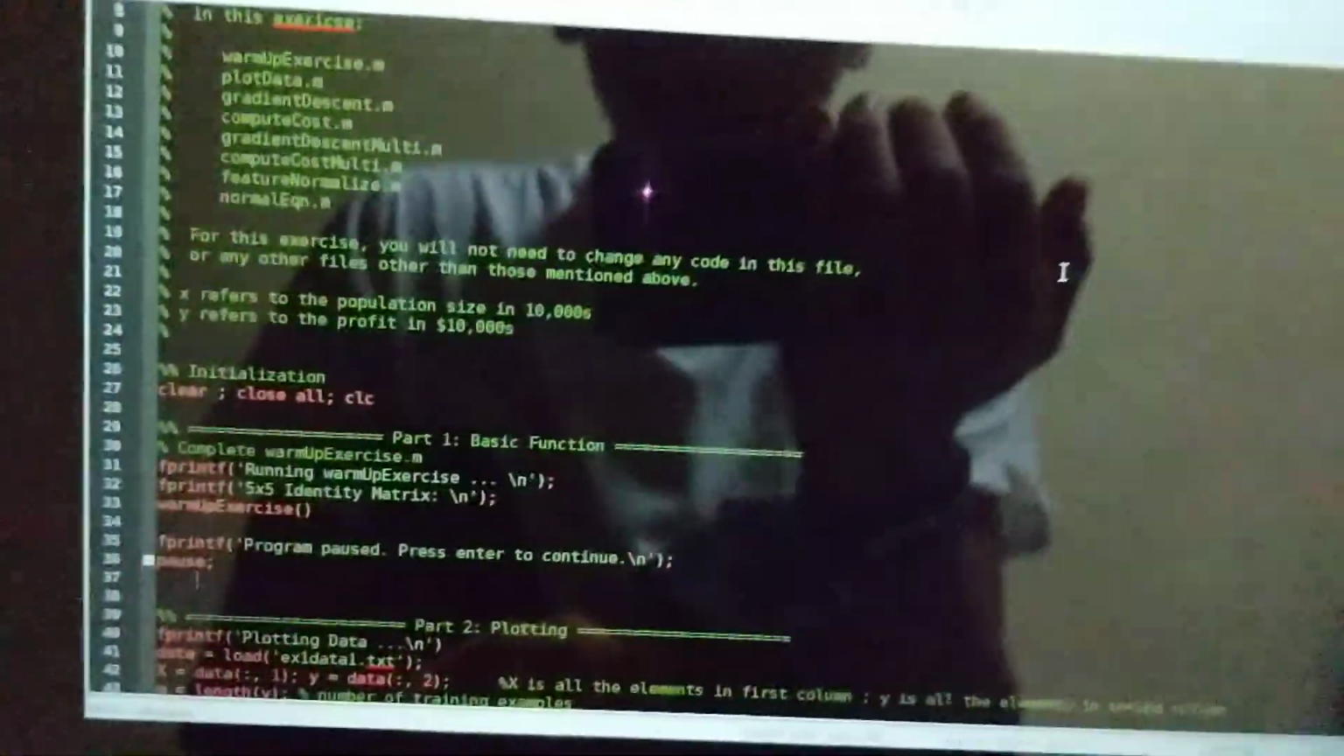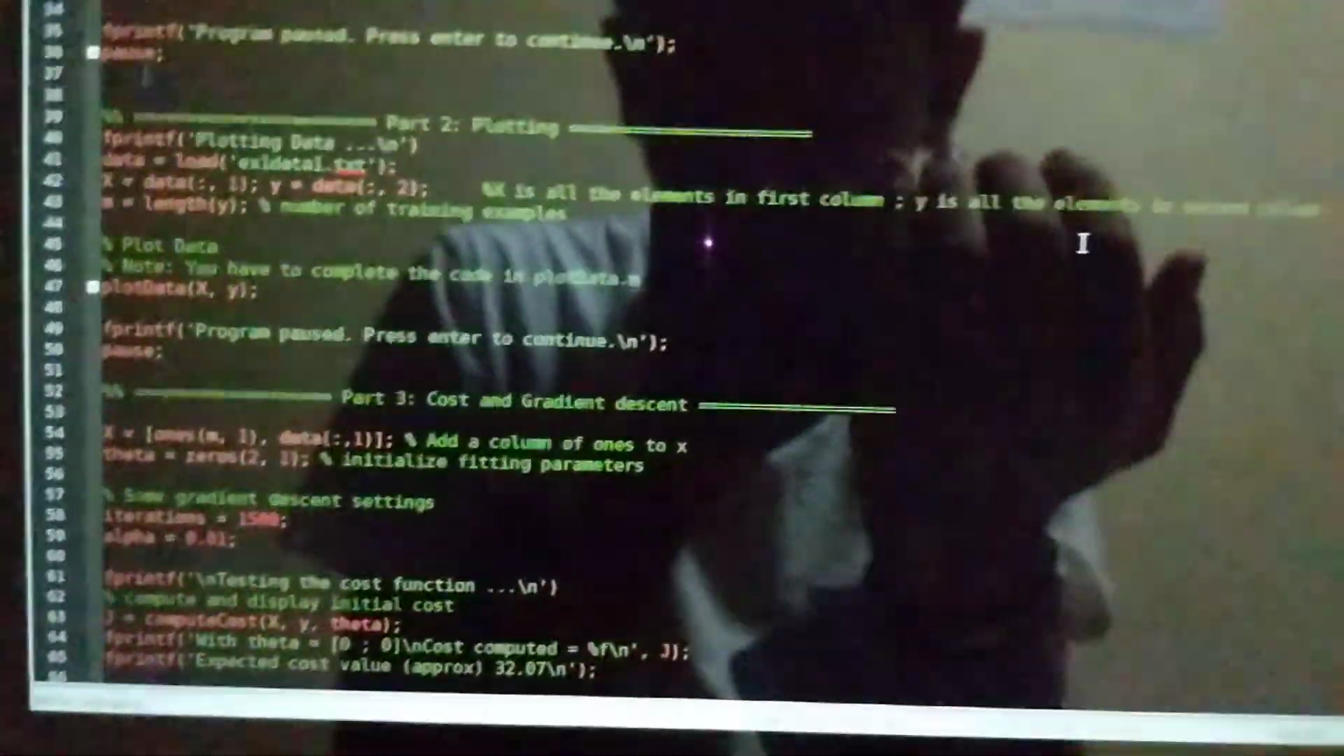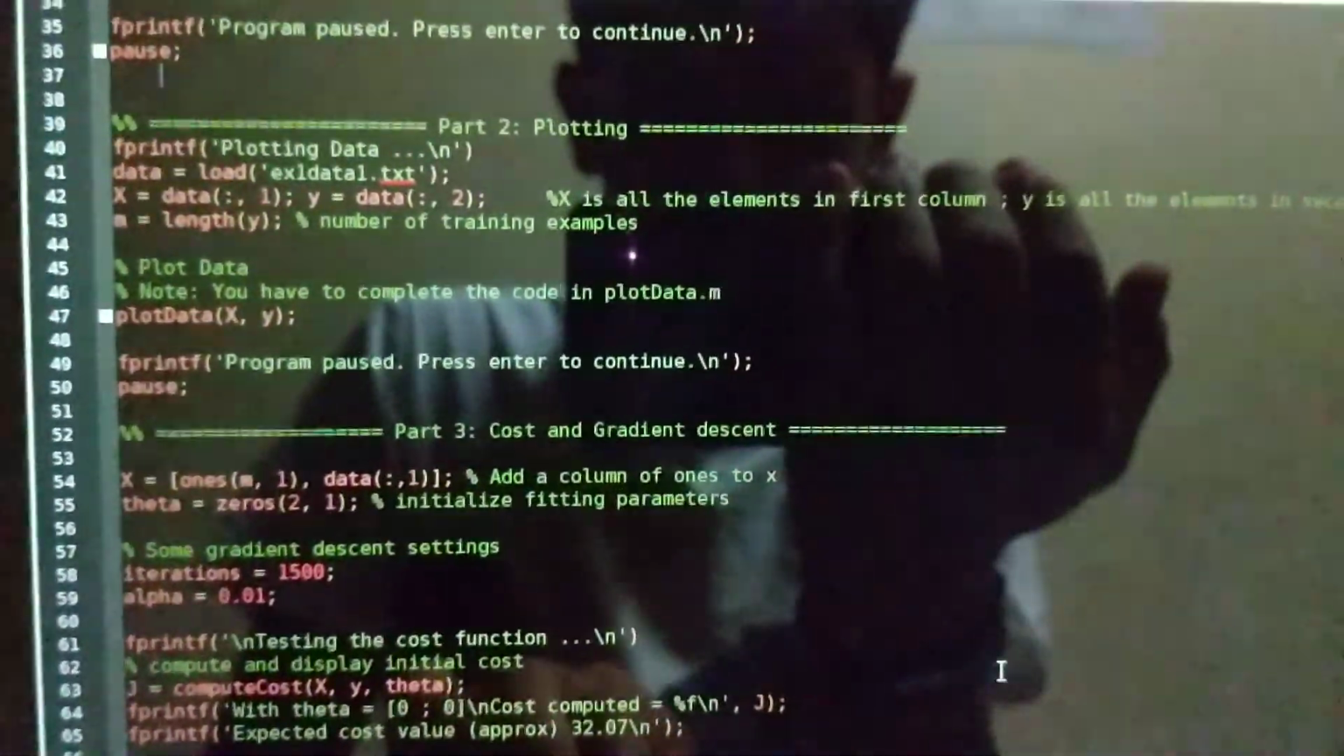Alright, so this is my first video on YouTube and it's going to be about my first exercise on Coursera for the machine learning class. So yep, this is it. So this is all the code. This code is written for linear regression. So I'll just tell you what it is.